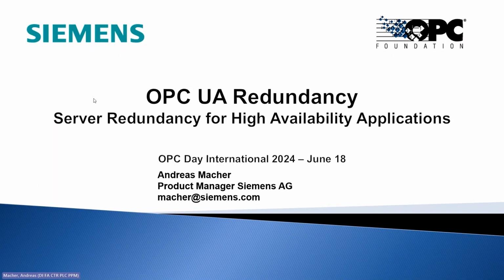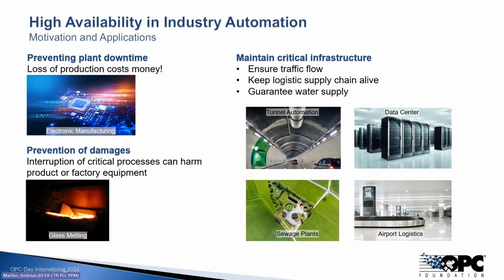So first of all, what's high availability and what is the motivation for this? In industrial automation, there are several applications which require continuous operation without any downtime. So high availability is required from a customer point of view to, for example, prevent plant downtimes, which cost money because there's a loss of production.